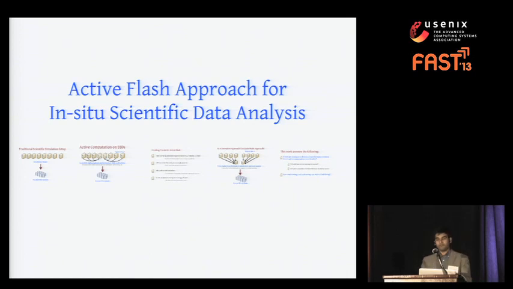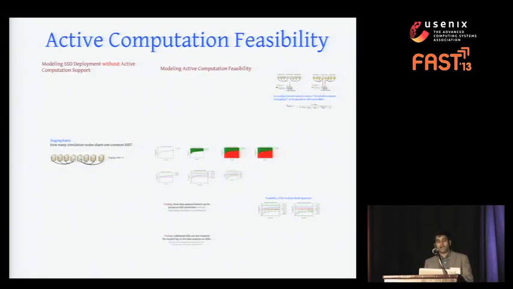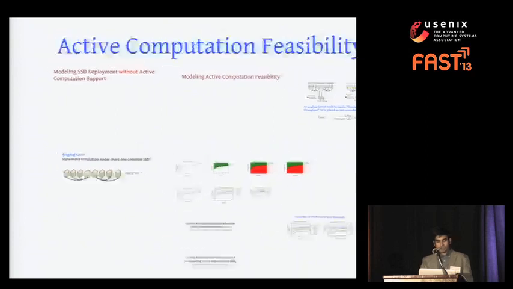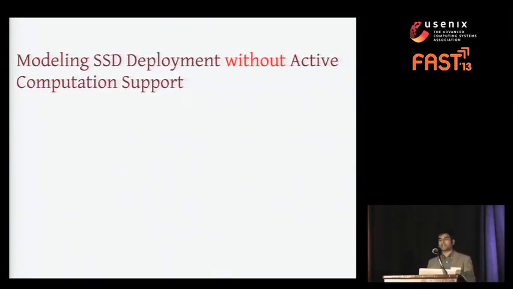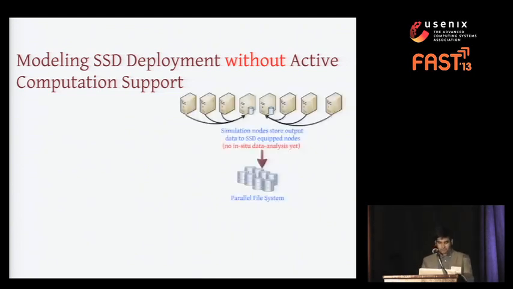This was the brief overview of the whole active flash approach. Let's dig into active computation feasibility. First, I want to cover how we model SSD deployment without active computation support. That is to say, how many SSDs do we need really just for higher I/O throughput or other HPC requirements? So simulation nodes store output data to SSD-equipped nodes, and no data analysis is being performed right now.